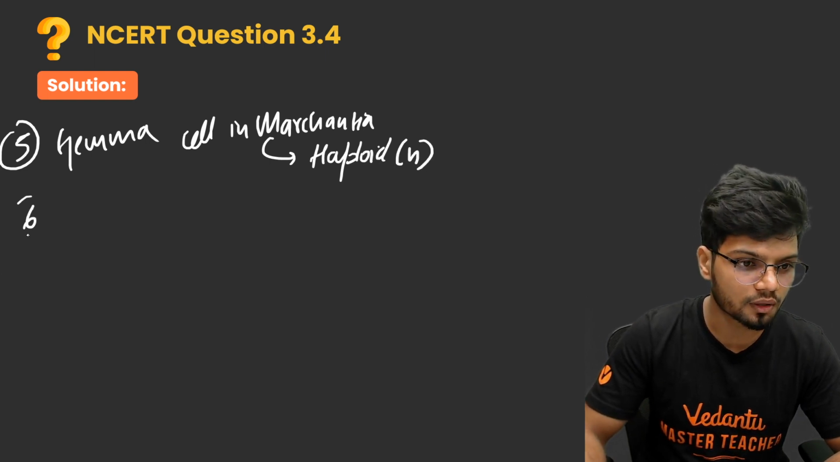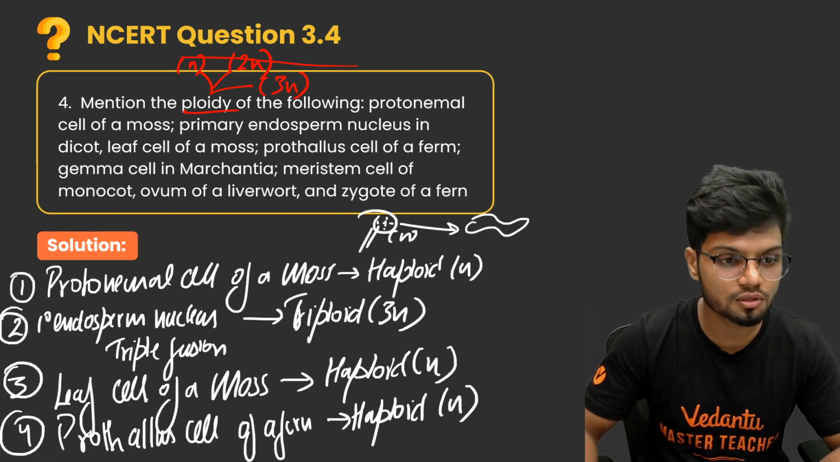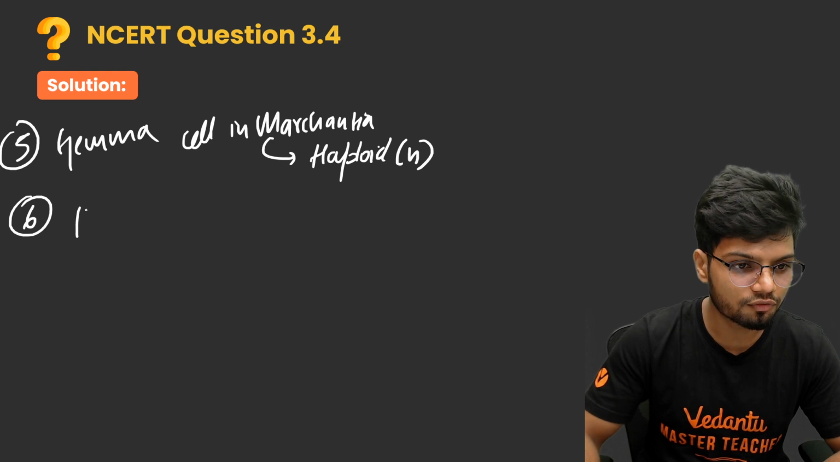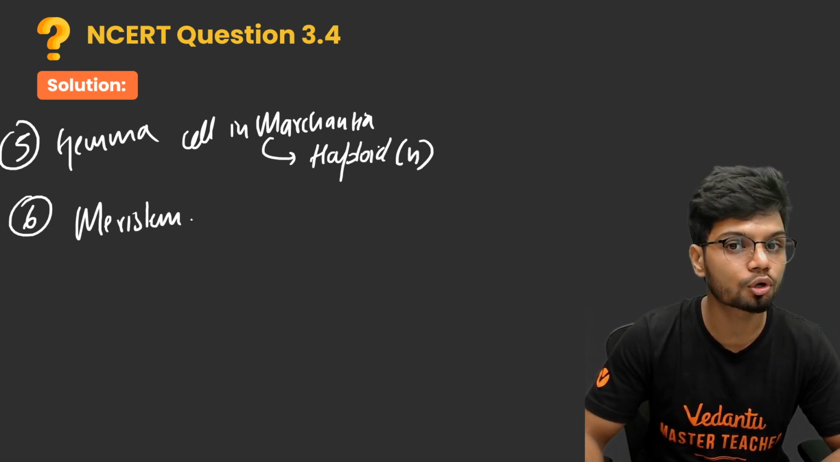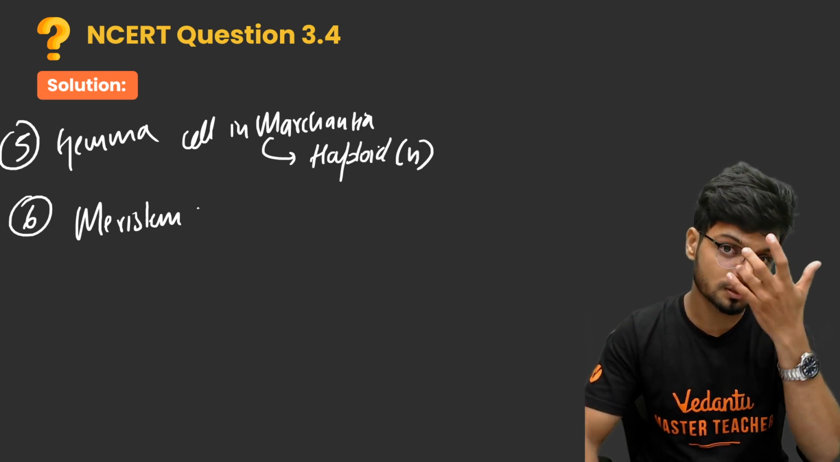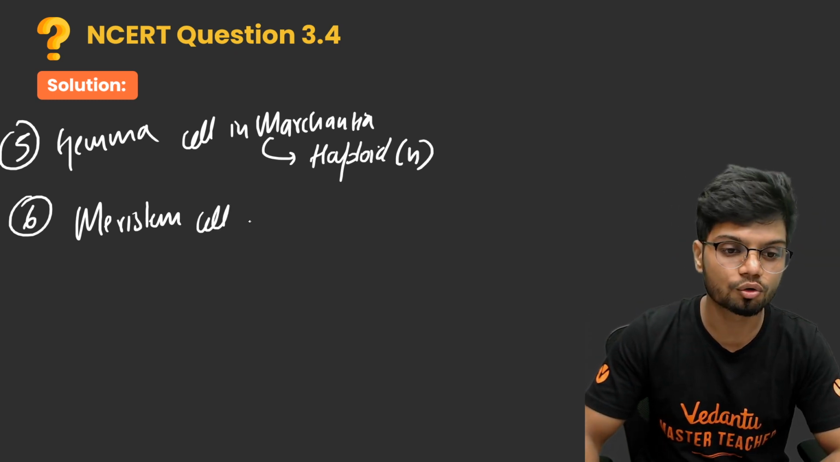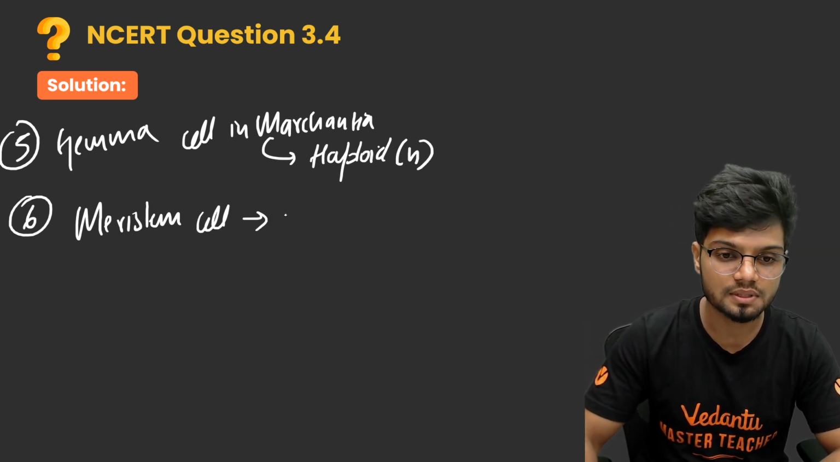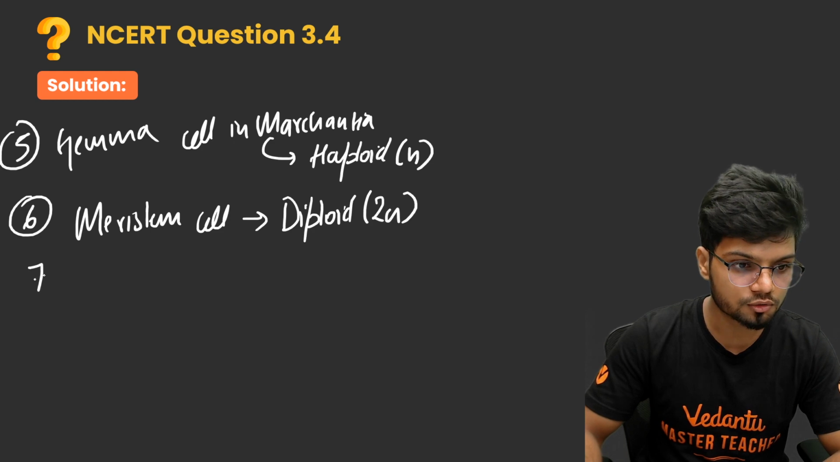Now look at the sixth one. The sixth one we have here is the meristem cells of monocot. The meristem cells are part of the main plant body of the monocot, which is diploid in nature. At the growing shoot tips, we have the meristem cells, which are diploid in nature. Now, let's look at the seventh one.